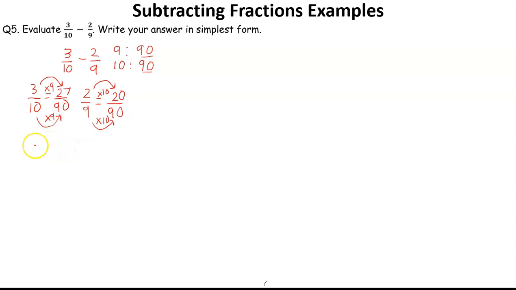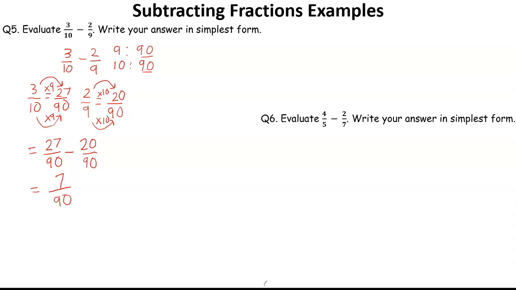So now I can continue my calculation using my newly created equivalent fractions. So I've got 27 over 90 minus 20 over 90. I know straight away that my denominator is going to be 90, because it stays the same. 27 take away 20 is going to leave me with 7. So I end up with 7 over 90. And that's the simplest form. I can't simplify that any further. So you can pause and copy that into your workbooks.